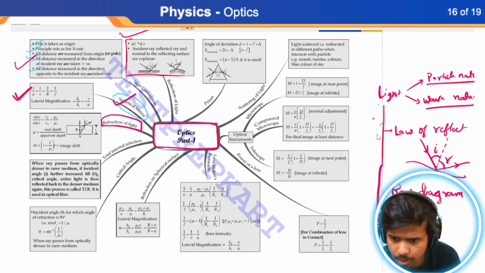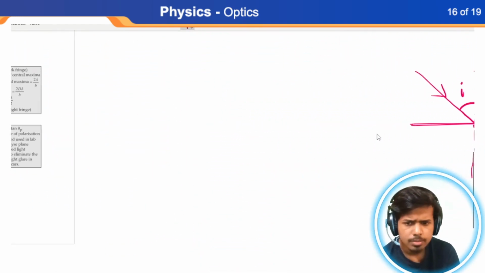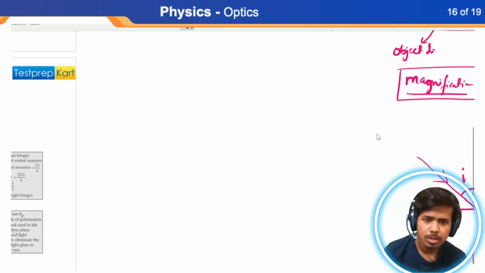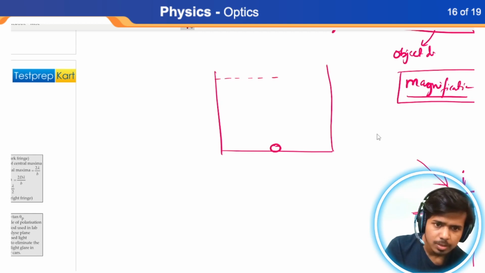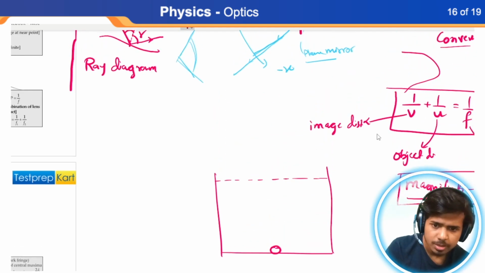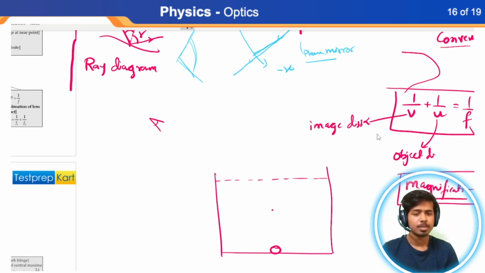So this was refraction of light. A very common application of refraction of light is whenever, let's say there is a bucket, and on the bottom there is an object. If the water is filled and you look at it from here, let's look at it from here, then the object appears to be at a lesser depth. Why?